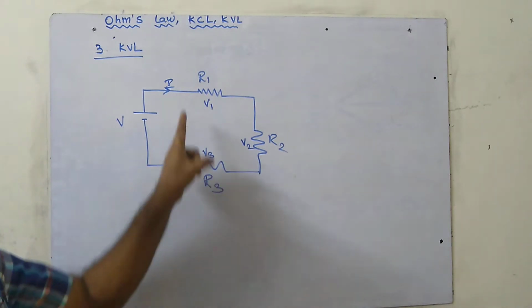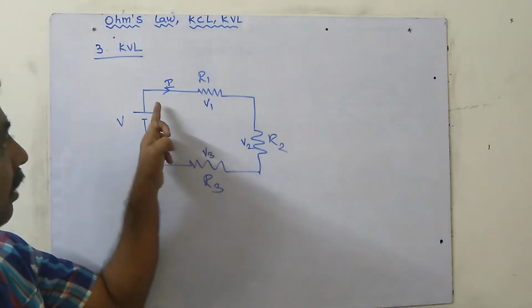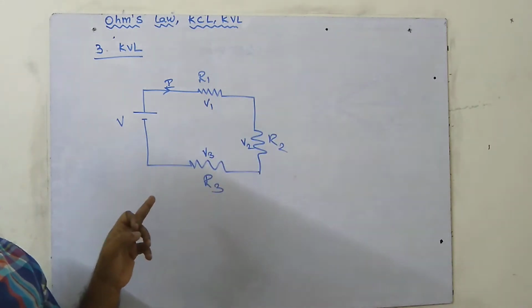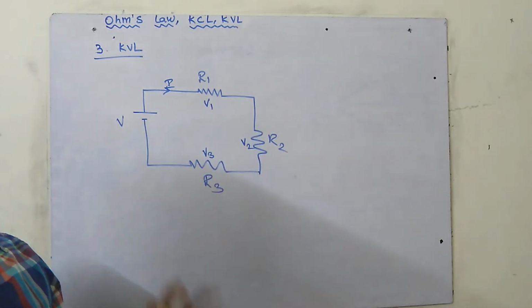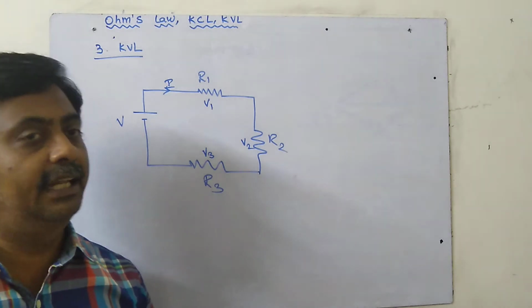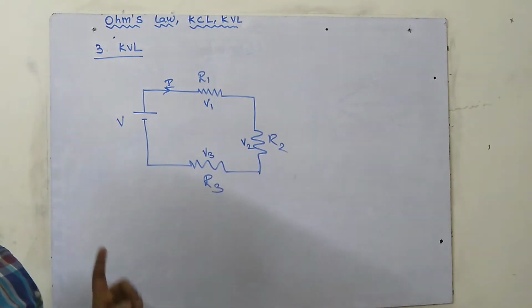Here I have taken 3 resistors connected in series. See, all are connected in series. How can I tell it is in series? I can tell by the current. If the same current is flowing, then I can say that it is connected in series. That's the easiest method to find whether it is connected in series or not. Yes, all are connected in series.